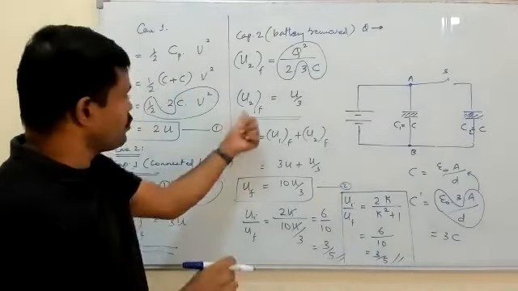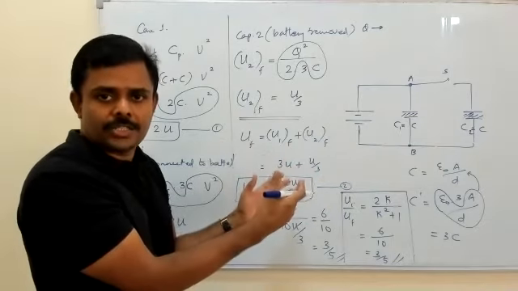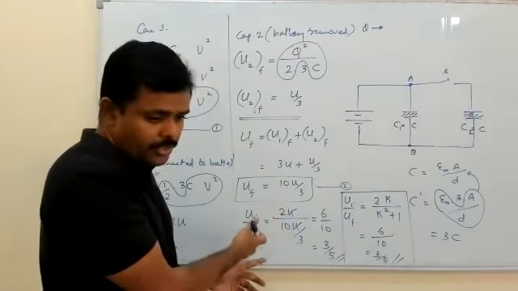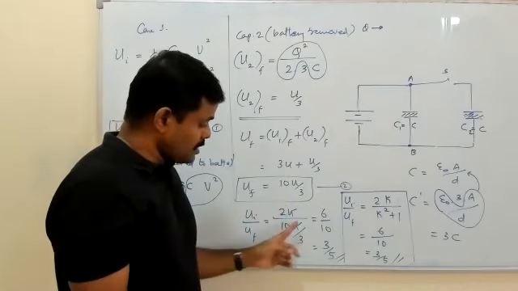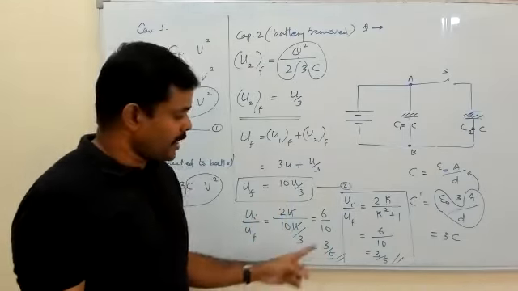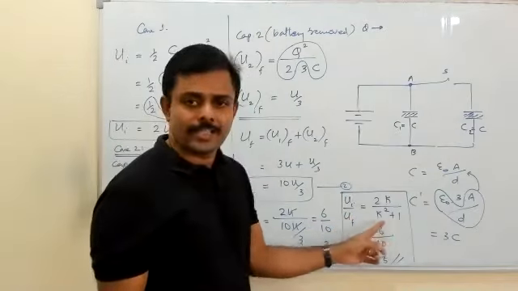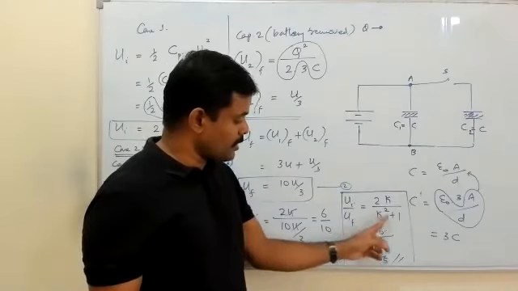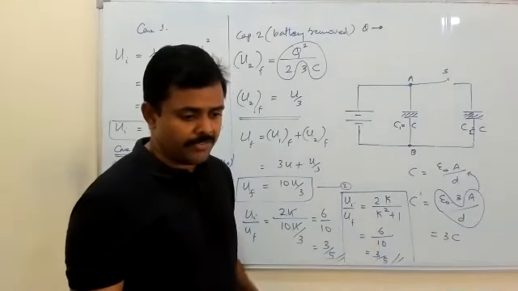Having obtained U1F and U2F, I must add them up. The final energy: initial energy was 2U, final energy is 10U by 3. Take the ratio UI by UF. That is 6 by 10 or 3 by 5. And the shortcut is UI by UF is 2K by K square plus 1. K value is 3 in the question. So 2 into 3, 6, by 3 square plus 1, 10. 6 by 10 is 3 by 5.